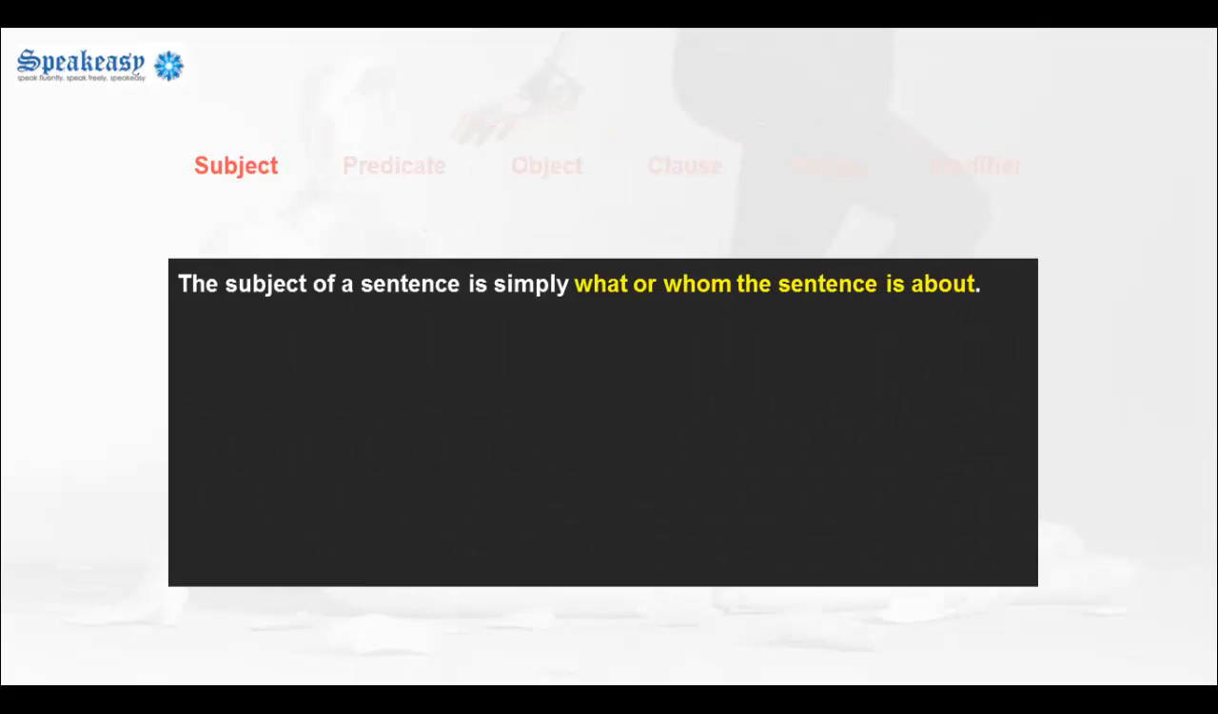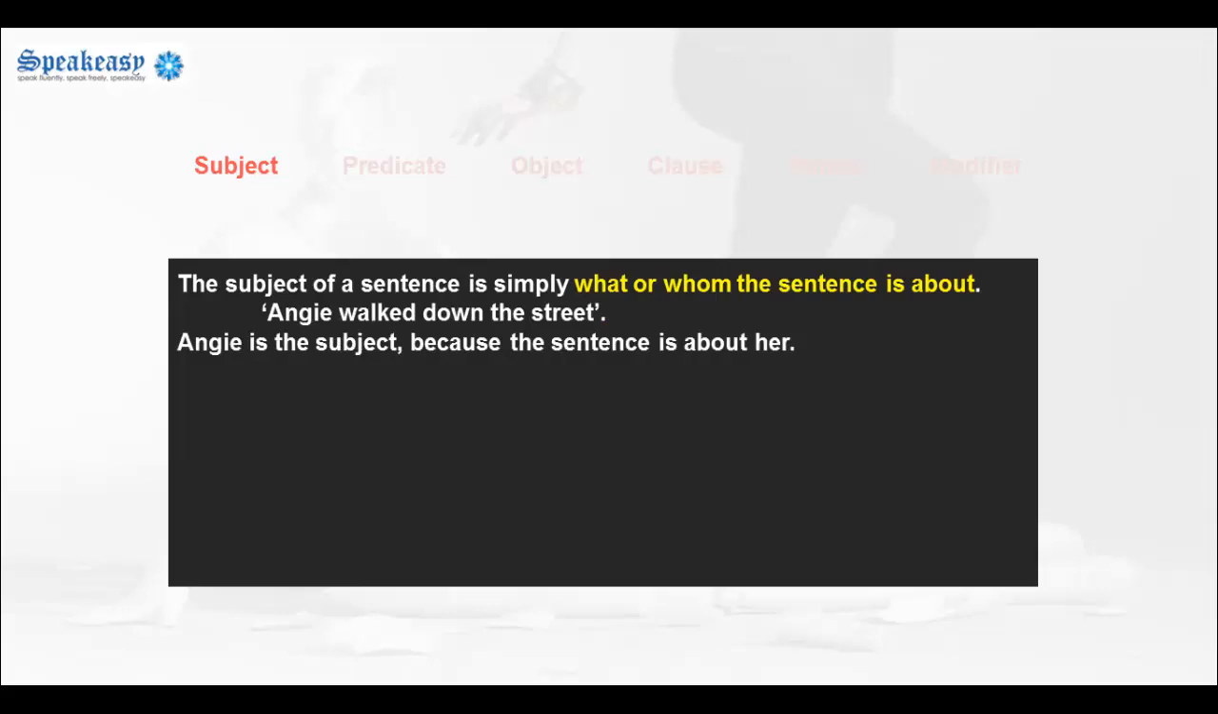So first, the subject. The subject of a sentence is simply what or whom the sentence is about. Angie walked down the street. Angie is the subject because the sentence is about her. The subject is always a noun or a noun phrase.